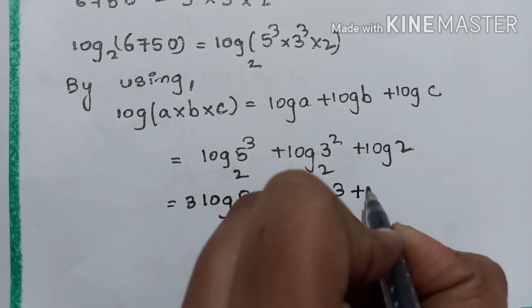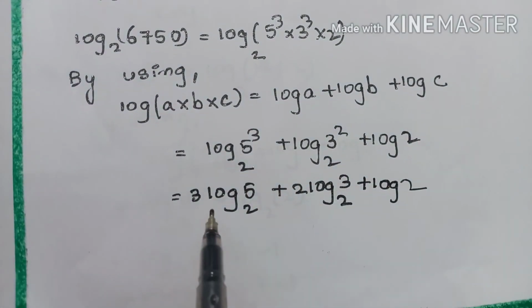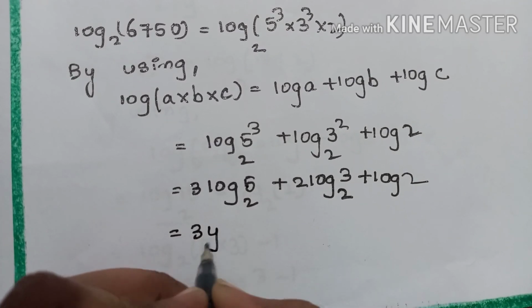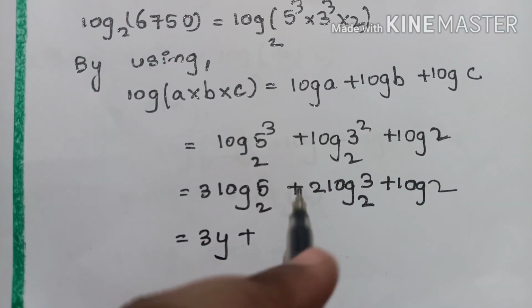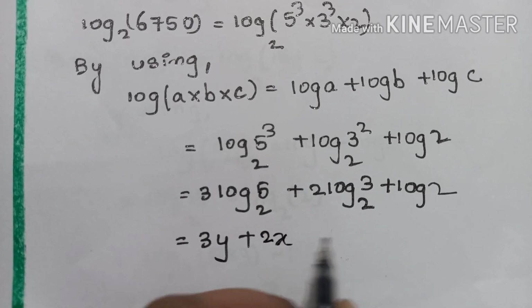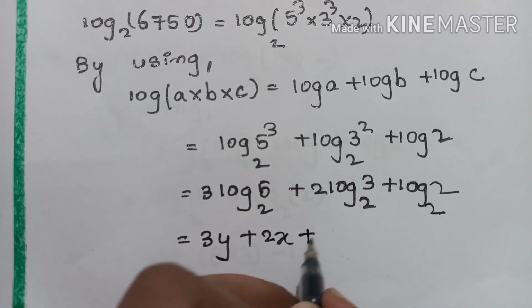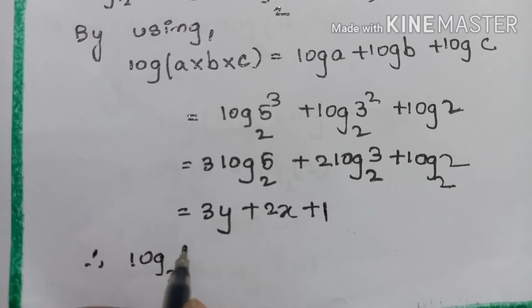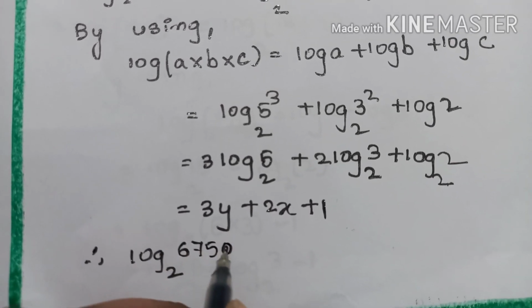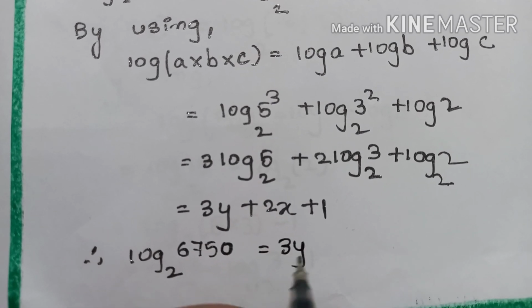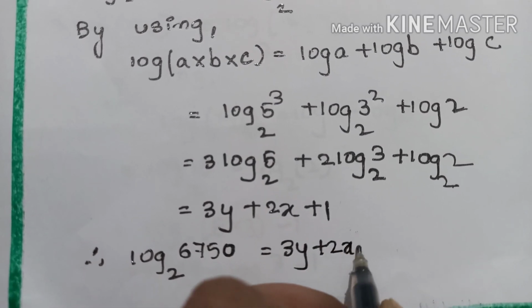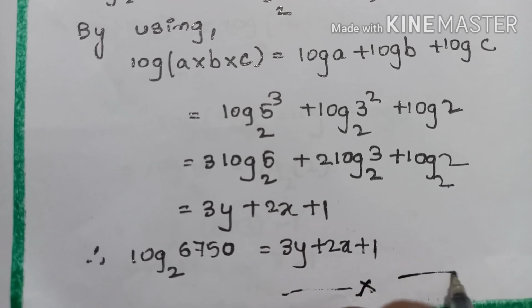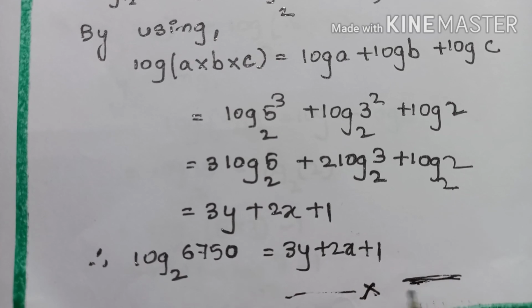And here we know that log 5 to the base 2 is y, so 3y, and log 3 to the base 2 is x, so 2x, and log 2 to the base 2 is 1. So therefore log 6750 to the base 2 can be expressed as 3y plus 2x plus 1, and these are all the solutions for those problems. Note it down carefully.